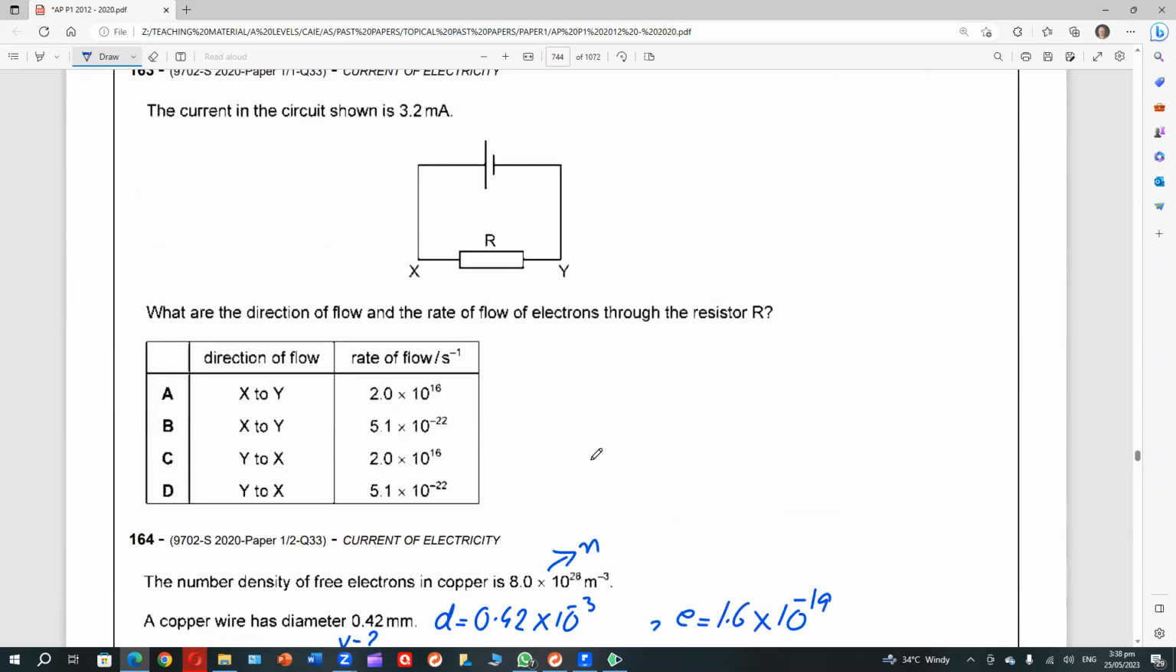The current in the circuit shown is 3.2 milliampere. What are the direction of flow and the rate of flow of electrons through the resistor? So first I would mark positive, negative. Conventionally current flows like this, but he is cleverly asking about electrons. So this is the direction of current.